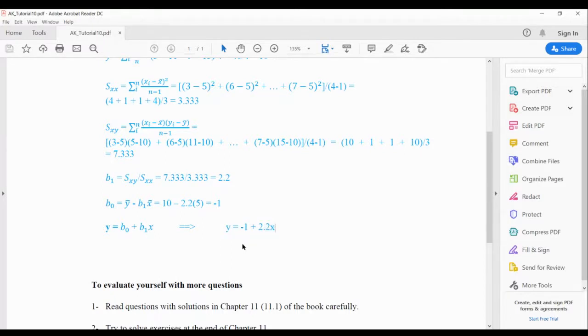So when you want to show us the final answer, please show it like this. Even if you write y hat, it's even better because it shows that you are estimating that.